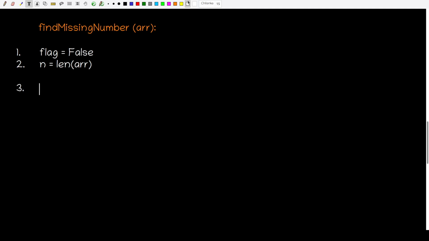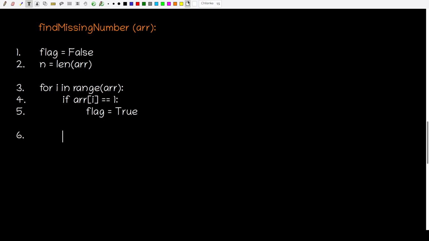And then we are going to iterate on the elements of the array, and we are going to check whether 1 exists in the array or not. So for that, for i in range of arr, we are going to check whether arr[i] equals 1. If it is equal to 1, then that simply means 1 exists in the array, and we are going to set flag equals to true.